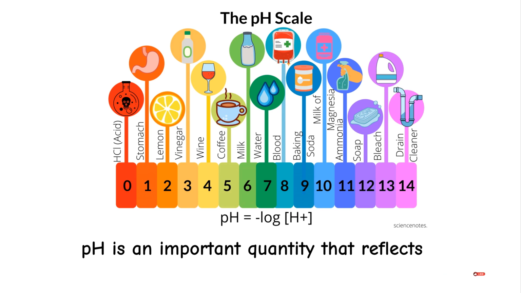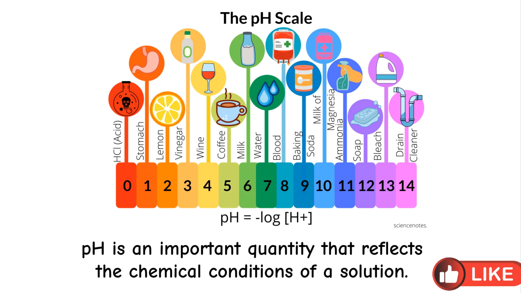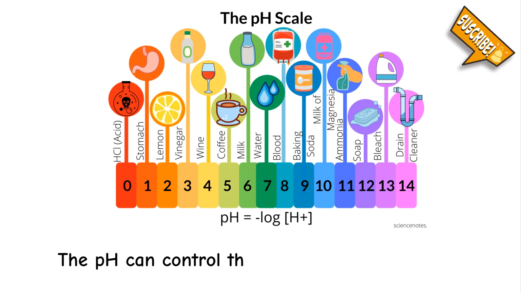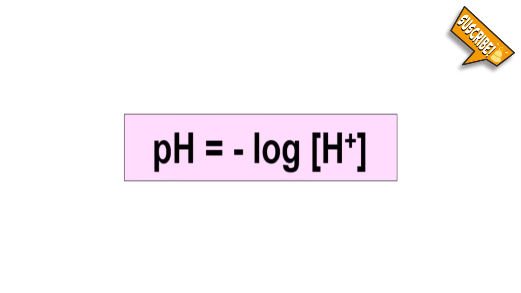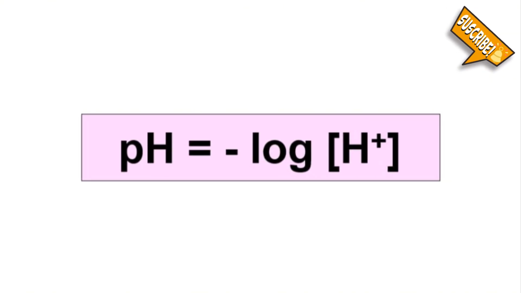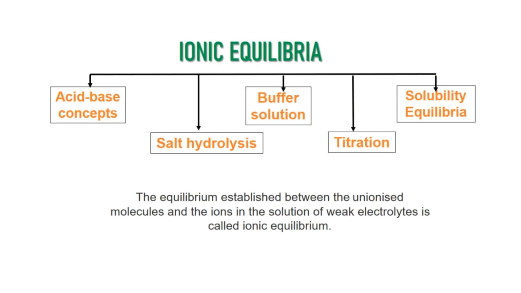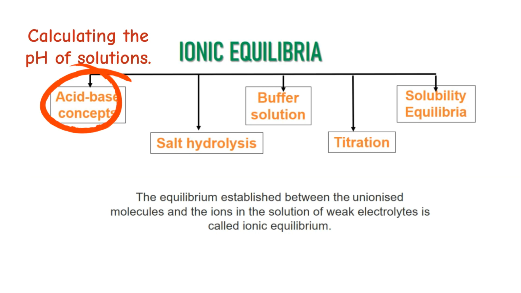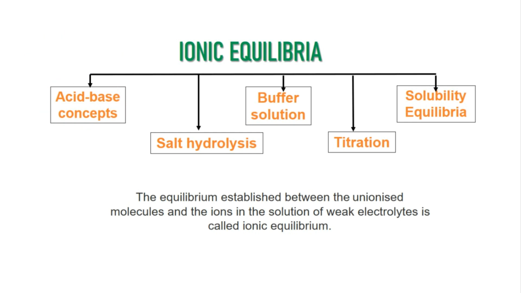pH is an important quantity that reflects the chemical conditions of a solution. The pH can control the behavior of a chemical. Therefore, we need to know how to use the pH formula to calculate the pH of the solutions. Before we discuss the pH formula, let's see the subtopic that you need to learn in STPM syllabus. In the part of acid-base concept, we will study about the definitions and learn how to calculate the pH solutions of a strong acid and weak acid.